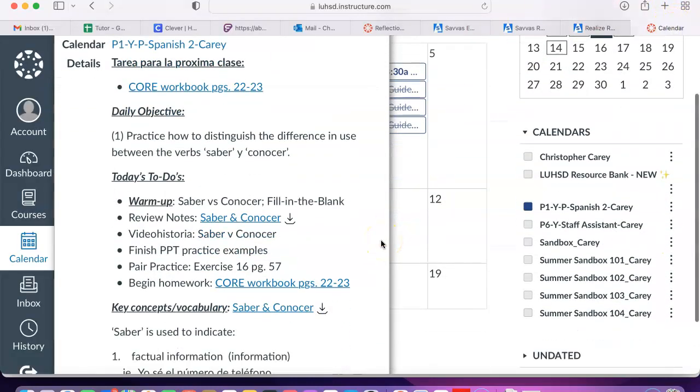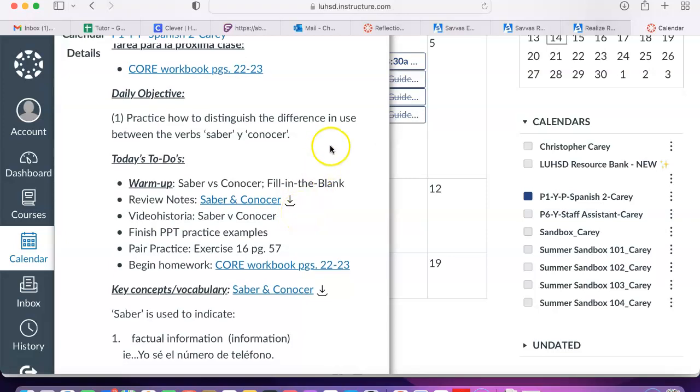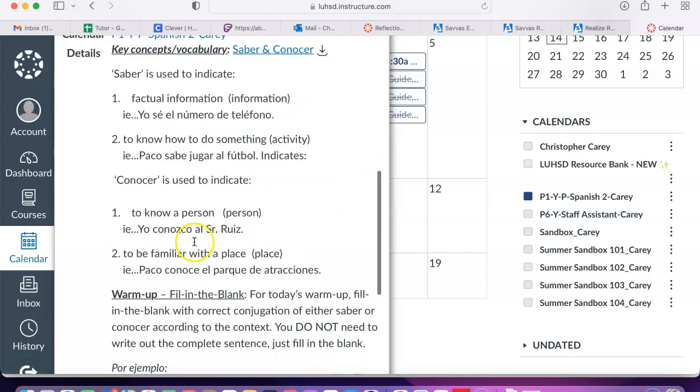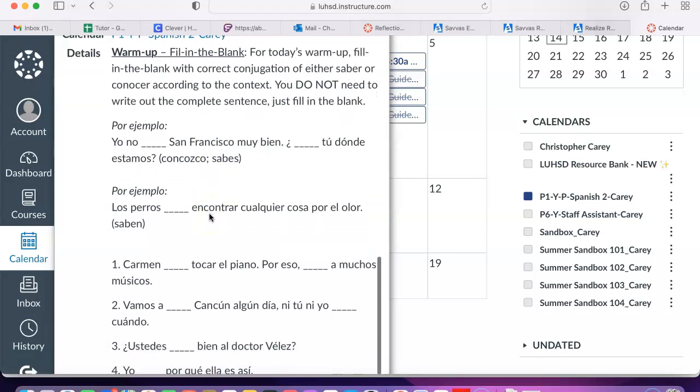And what we're going to do today is kind of delve down a little bit deeper, looking for those context clues in context, practicing with the conjugations of saber and conocer, and then give you guys an opportunity to start your homework. First things first, though, your warm-up is a fill-in-the-blank warm-up, filling in the blank with the correct form of either saber or conocer. Take a look at the context, take a look at the word that comes after the blank.